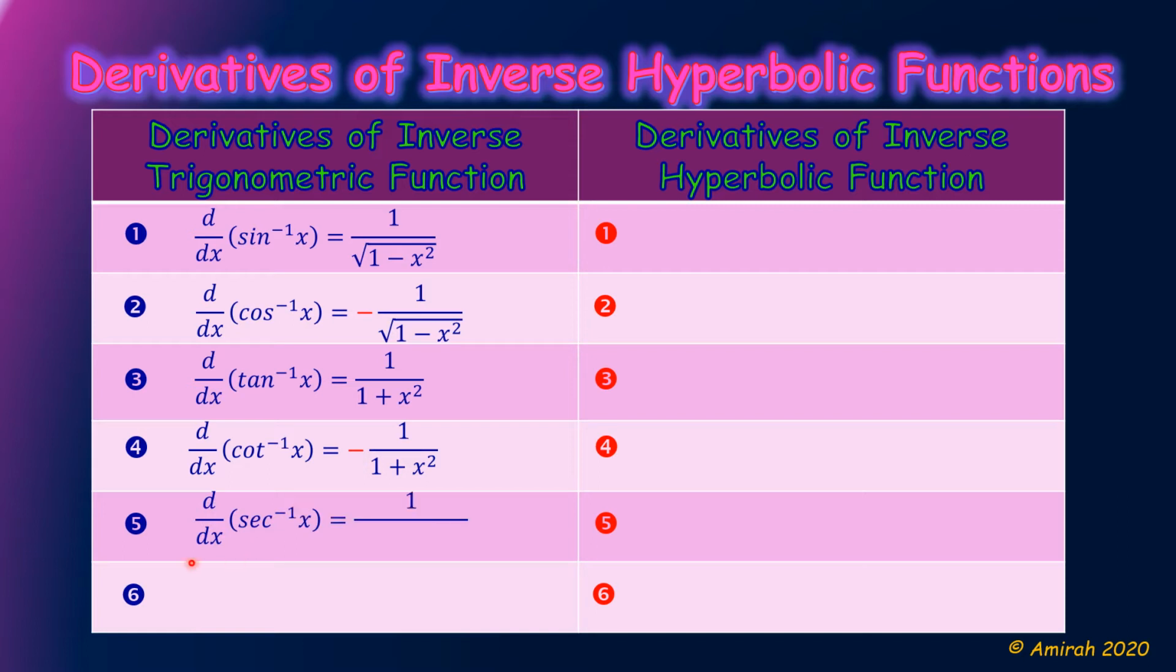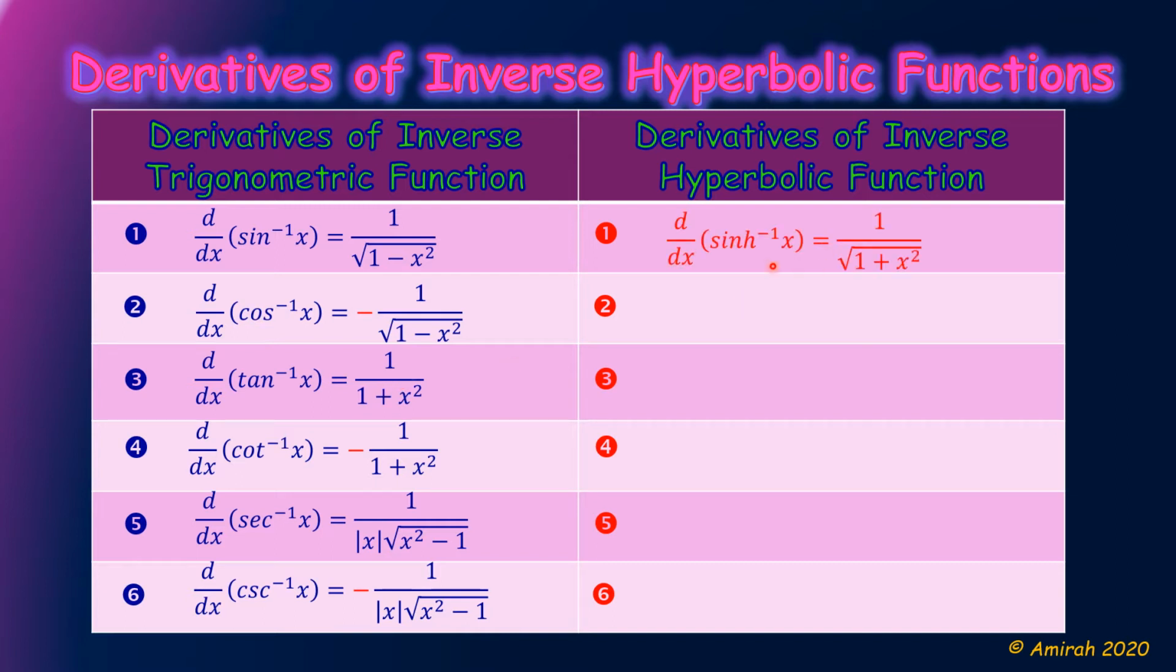Formula number 5 is the derivative of inverse sec x equals 1 over modulus x times the square root of x squared minus 1. Formula number 6 is the derivative of inverse cosec x, which equals negative 1 over modulus x times the square root of x squared minus 1. It is similar to the derivative of inverse sec x, but we have a negative sign in front. The first 3 formulas are quite popular in final exam papers.